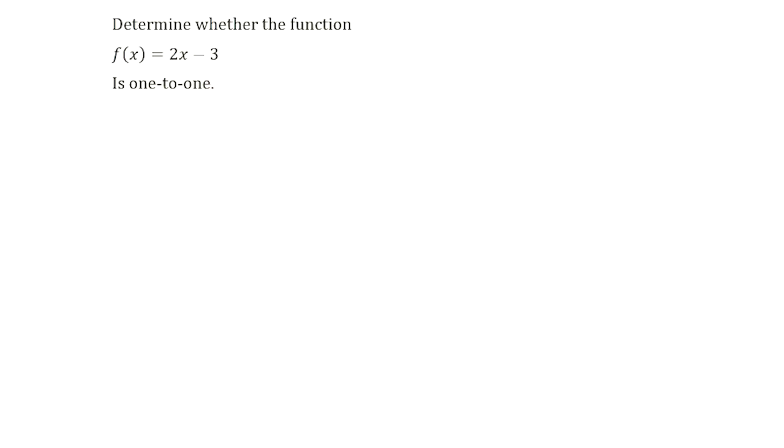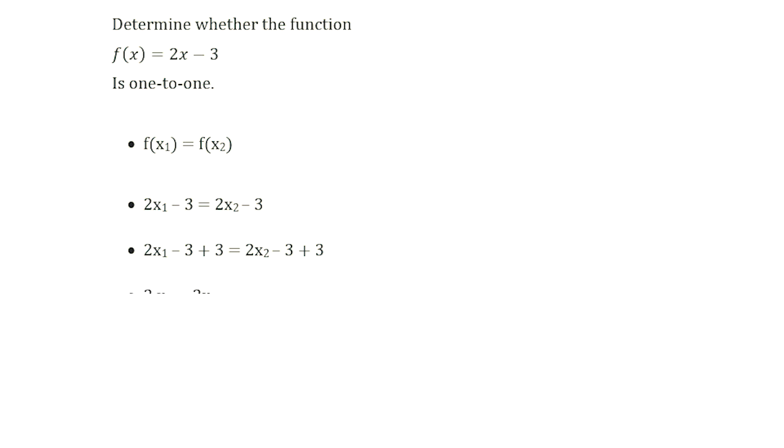For our first problem, we determine whether the function f of x is equal to 2x minus 3 is 1 to 1. For this problem, we are going to use f of x sub 1 is equal to f of x sub 2. And then we write down 2x sub 1 minus 3 is equal to 2x sub 2 minus 3. And in order to isolate the x's, we add 3 to both sides.